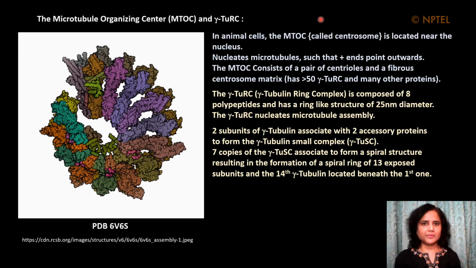The gamma-tubulin ring complex, I'll often refer to it as γ-TuRC, nucleates microtubule assembly. So, 2 subunits of gamma-tubulin associate with 2 accessory subunits, and they form what is known as the gamma-tubulin small complex, or γ-TuSC. Now 7 copies of this gamma-tubulin small complex associate to form a spiral structure. You can see the spiral organization here, and it results in the formation of a spiral ring of 13 exposed subunits and the 14th gamma-tubulin, which is located beneath the first one, so it's overlapping. So in the ring there are 13 exposed subunits.